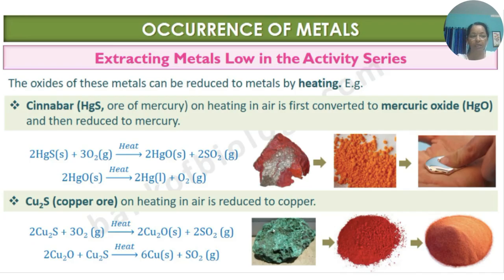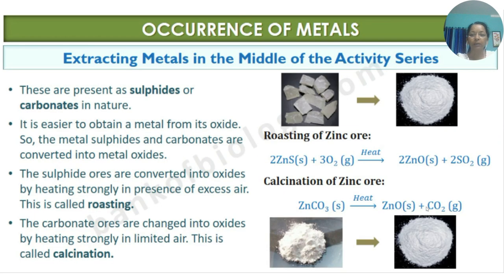See, this is copper sulfide. Heating, we get copper oxide. Then it becomes pure copper metal. So that is metals low in the activity series. Mercury and copper sulfide are given in the text.